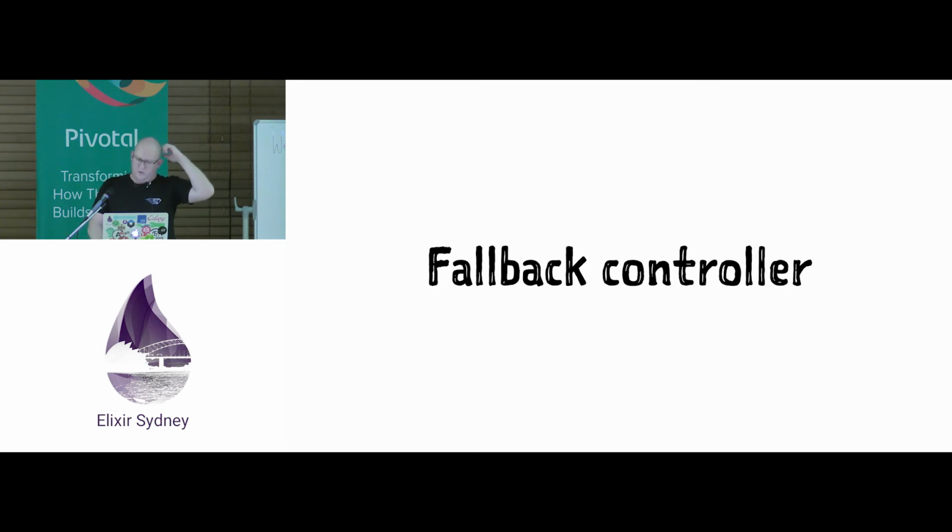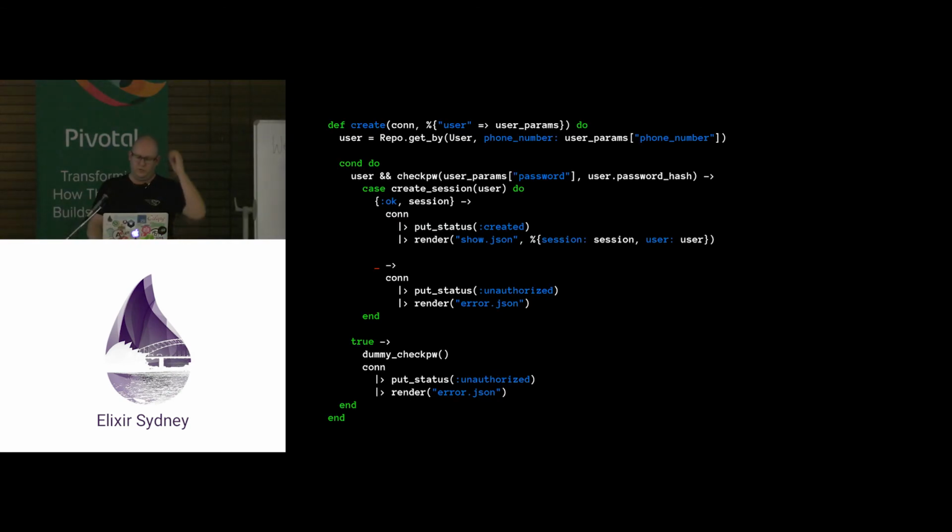Anyway, the final main feature is fallback controller. I'll just go through this really quickly. This is a large contrived example, but the idea is that you might have lots of ways to error out in an API, for example. So this is getting a user and then checking that they have authorization to do stuff and they have a session. So the success case is fine. We create a user in this case, so we show the JSON for that in our API. Otherwise, we go, ooh, you're not authorized, and we render an error JSON. And then over here we do some dummy check password and say you're unauthorized as well. So there's a lot of code there.